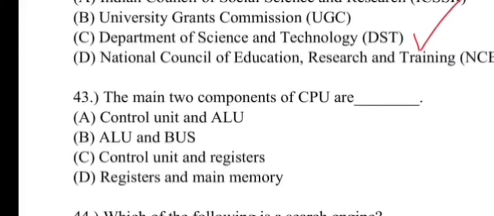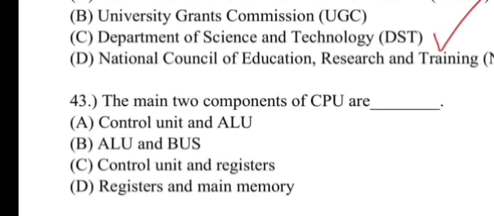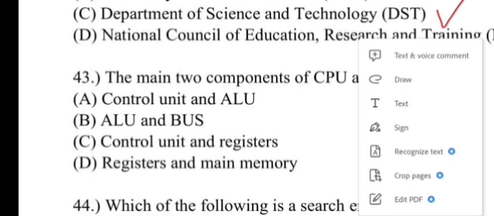43 says, the main two components of CPU are what? CPU you must have studied. Central Processing Unit, if I'm not wrong. I learned it when I was also a student of computer science. So ABCD, Control Unit and ALU, B, ALU and BUS, C, Control Unit and Registers, D, Registers and Main Memory. 43, correct option will be Control Unit and ALU.